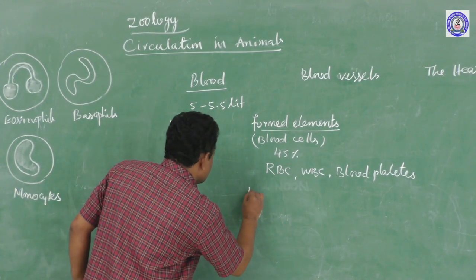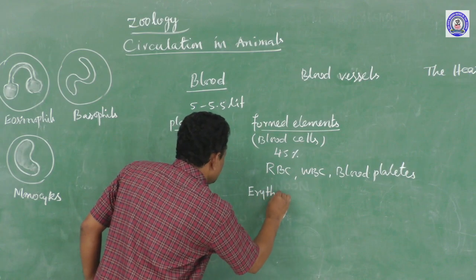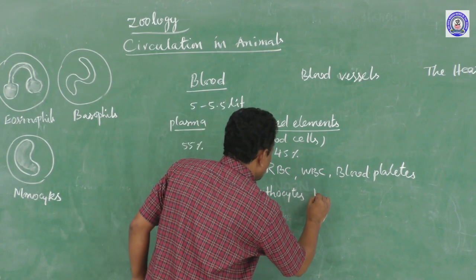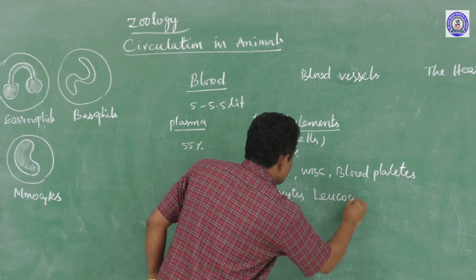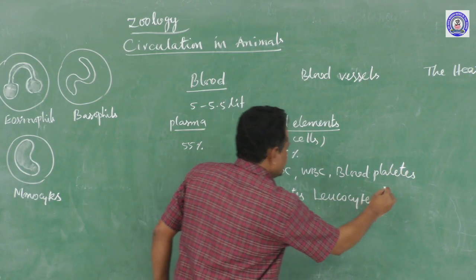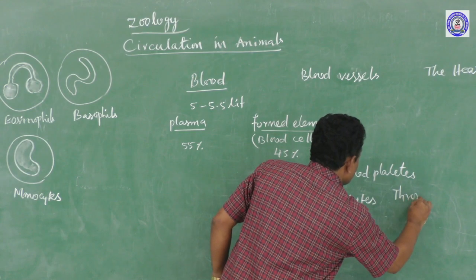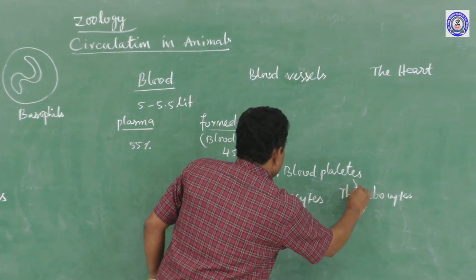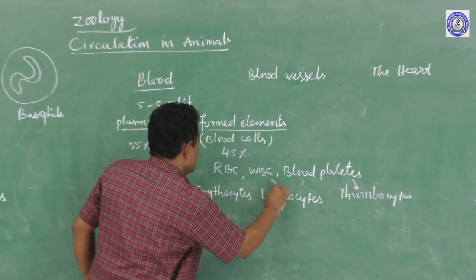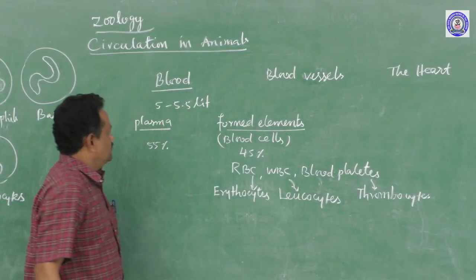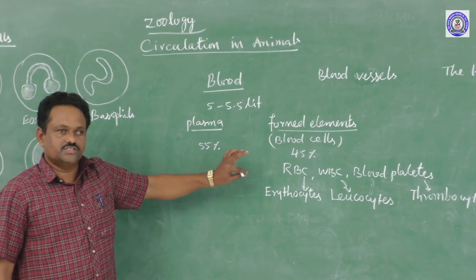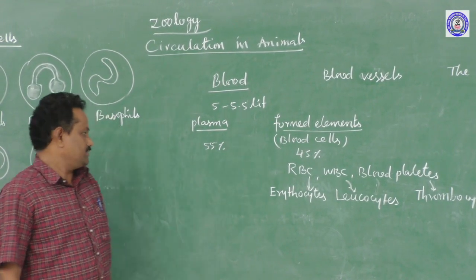The RBC cells are called erythrocytes. WBC cells are called leukocytes. Blood platelets are called thrombocytes. So there are three different types of these formed elements of blood cells, and every cell has a specific role.